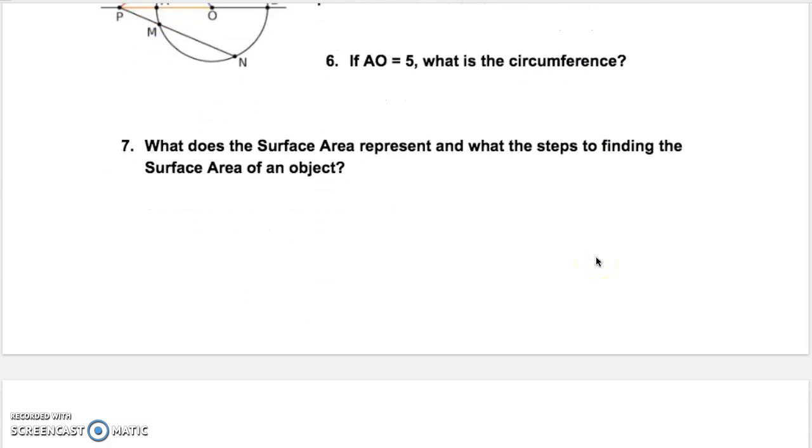Number 7, what does the surface area represent, and what are the steps to finding the surface area of an object? This is not a specific answer. This is more like paraphrasing to be able to describe to us if you know how to find surface area.